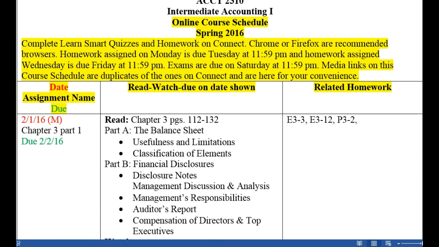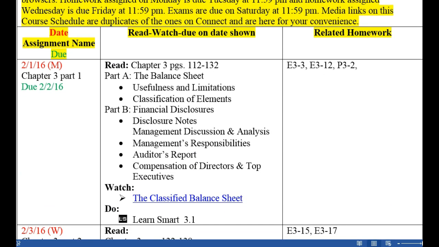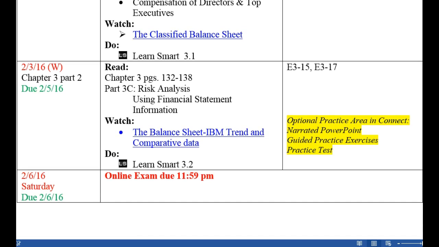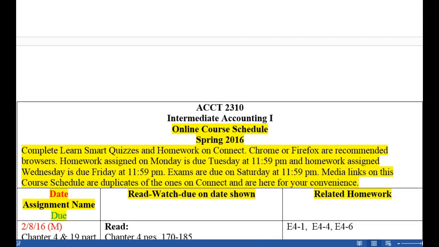You have assignments on Monday that are due Tuesday: read, watch, and do. Assignments on Wednesday that are due Friday: read, watch, and do. There is an optional practice area in Connect. And then there is a test that relates to Chapter 3. This test is on the 6th of February. That's a Saturday, and it's due at 11:59 p.m.